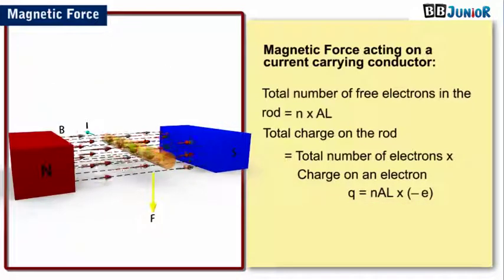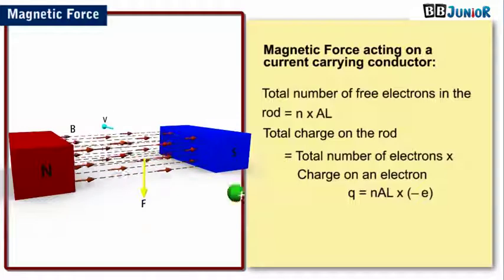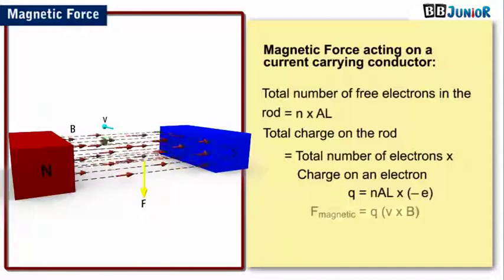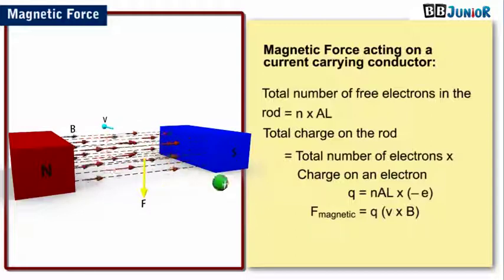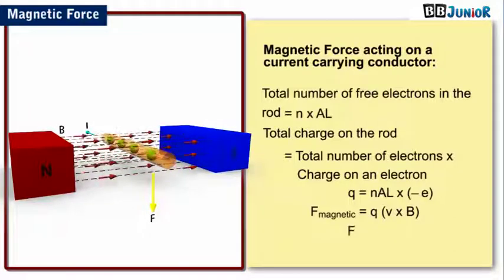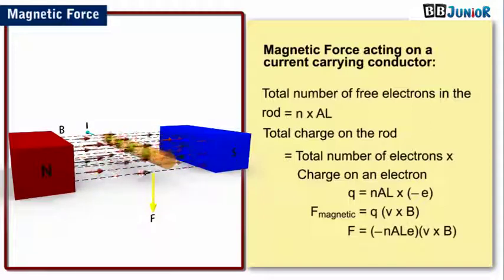This conducting rod is placed in a magnetic field of strength B. As you learned earlier, for a charge of Q coulomb moving with a velocity v in the magnetic field B, the force acting on the moving charge due to the magnetic field is F magnetic equal to Q into V cross B. In the case of the rod, the magnetic force acting on the free electrons is equal to the total charge due to the free electrons on the rod multiplied by V cross B, which is equal to minus NALe into V cross B.